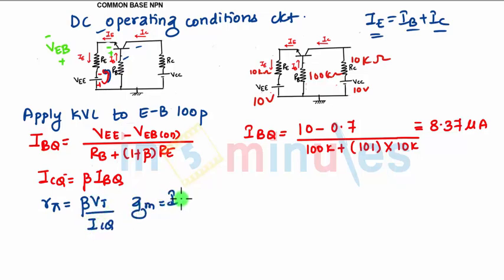From the value of ICQ, you can find R pi, which is beta Vt upon ICQ, and Gm. The equation for Gm is ICQ upon Vt, and Ro, which is Va upon ICQ. This is what we need to do for the derivation.